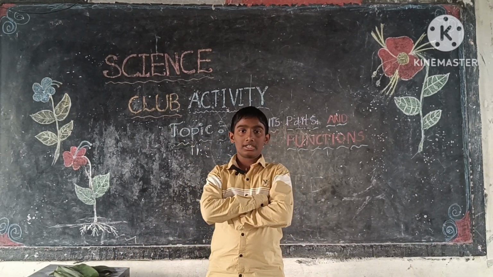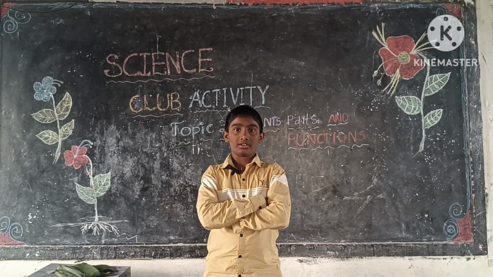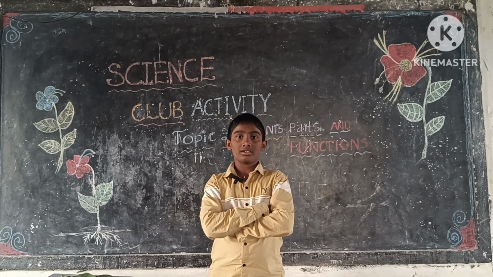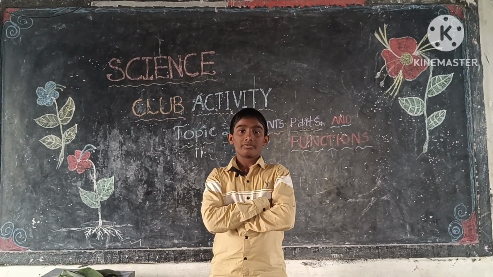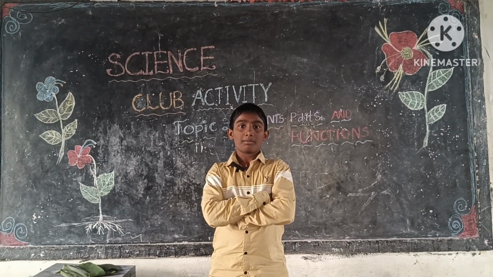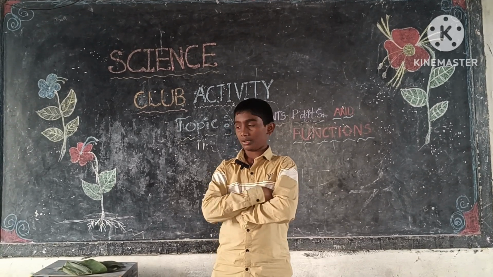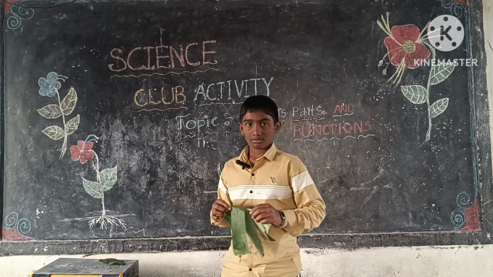Now I am telling about parallel venation. Veins arranged parallel to each other is called parallel venation. Example: banana leaf.